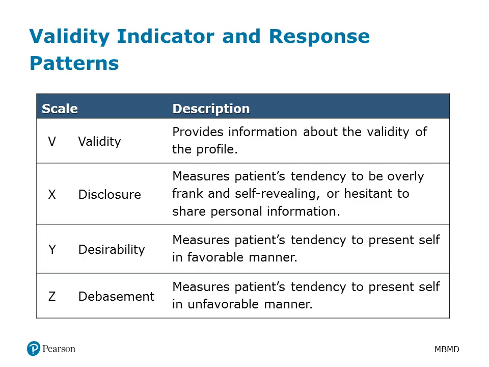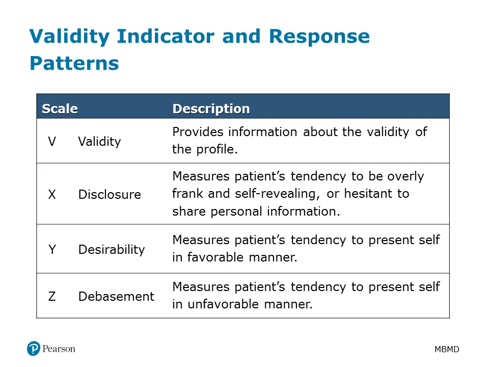The validity indicator and response patterns speak to how the patient responded to the test items and also their style of relating. The validity scale will tell you if you have a valid test or not. A score of 0 is a valid test. A score of 1 or 2 may indicate inadequate reading skills, confusion, or random responding, and call into question the validity of the test. The disclosure scale measures the degree to which the patient was open, honest, and self-revealing when responding.